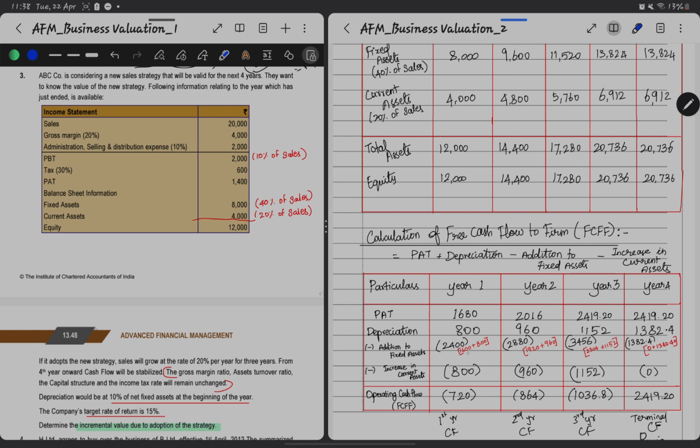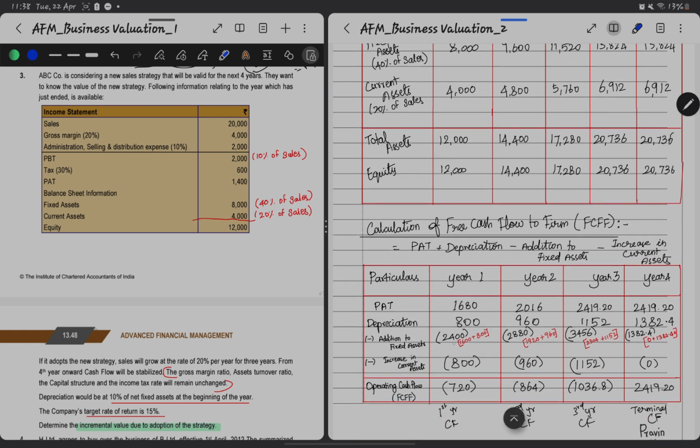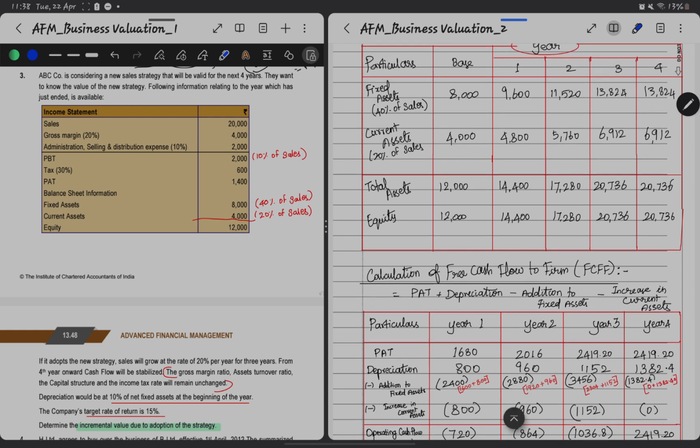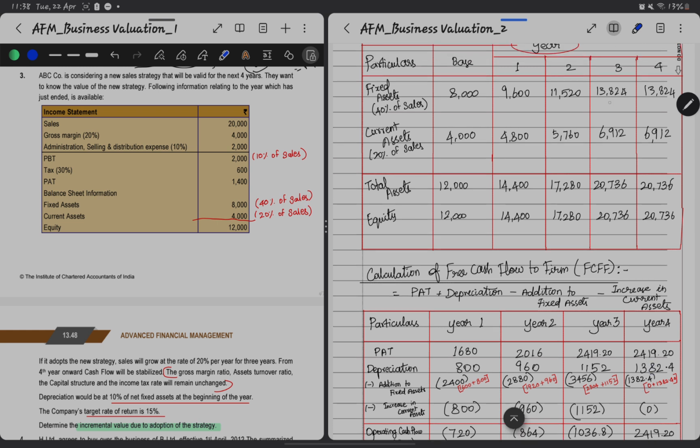In the first case it is 1600, which is nothing but 9600 minus 8000 is 1600, plus 800 depreciation. In the second case also, 11520 minus 9600 will give us 1920, then plus 960 depreciation, giving 2880. Same way for year 3, 13824 minus 11520 will give us 2304, plus 1152.